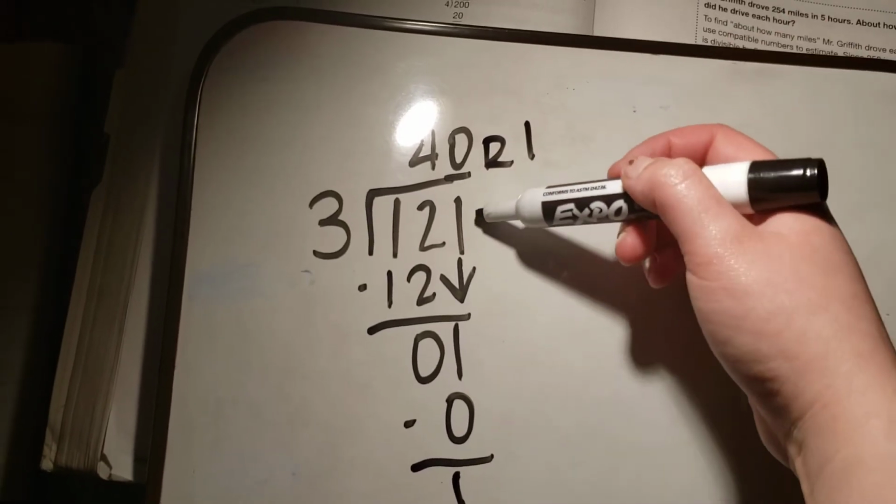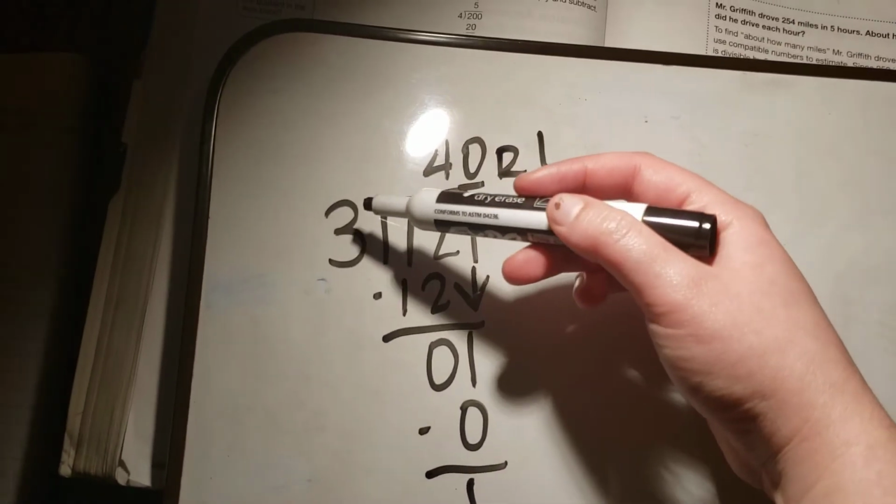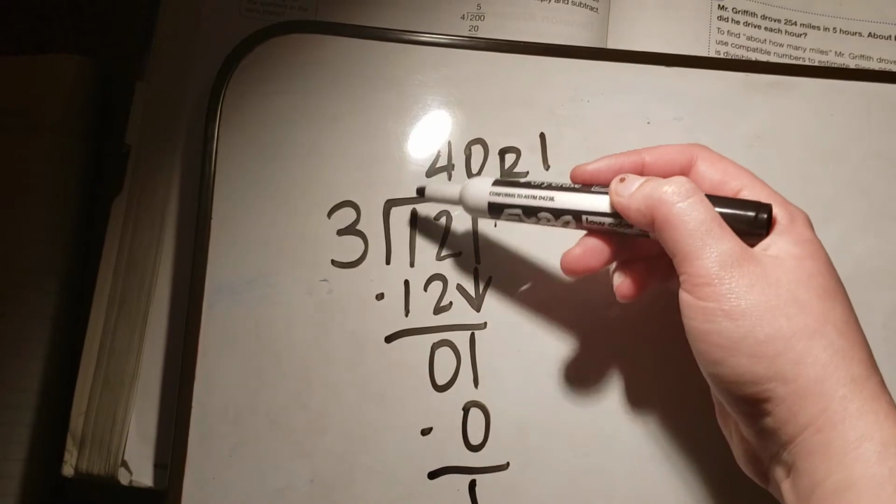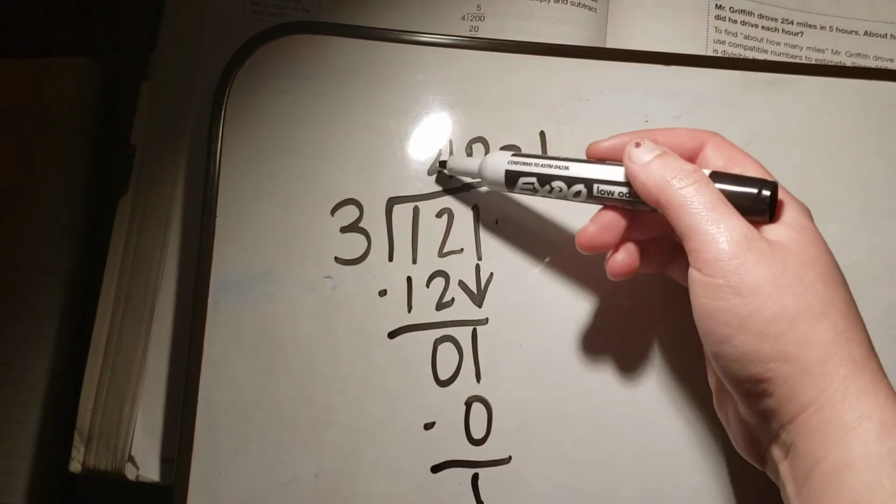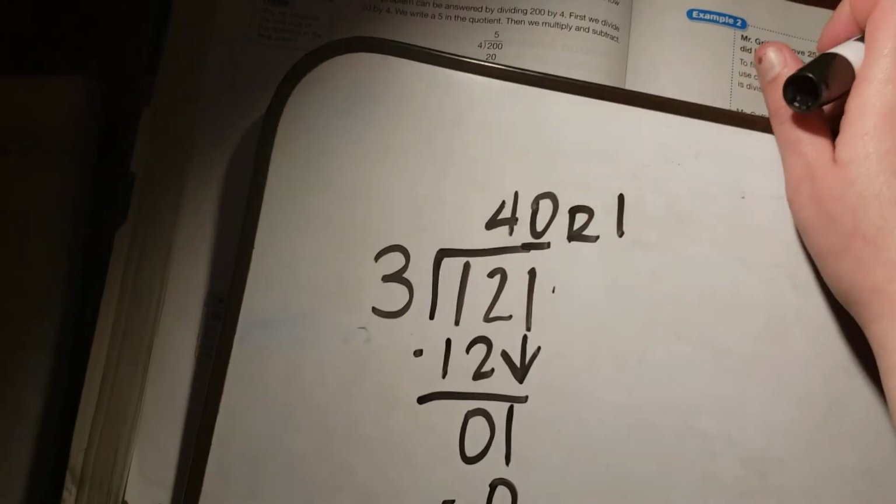So always bring down that number. Make sure this times this equals this. You can't put this big number on top. The small number goes on top. So that's how we do that.